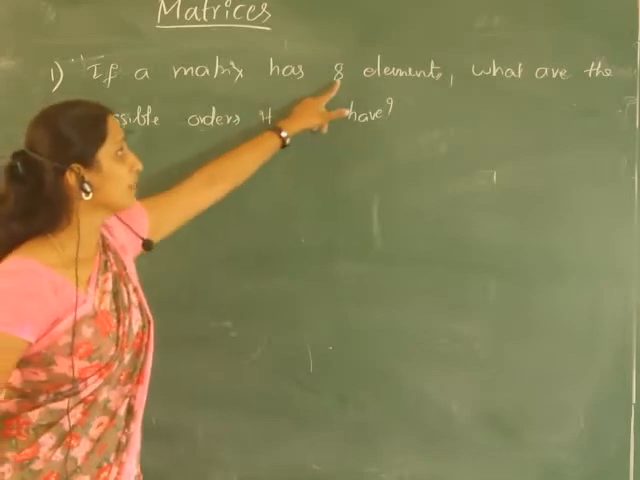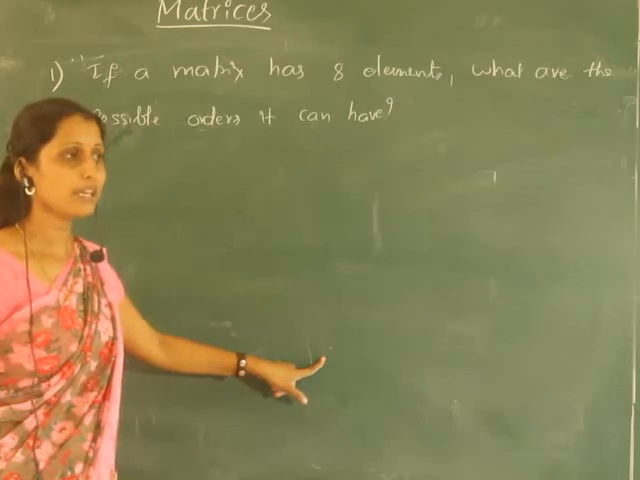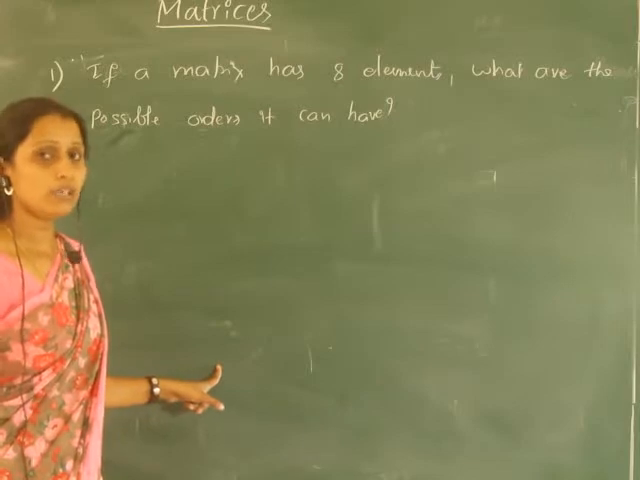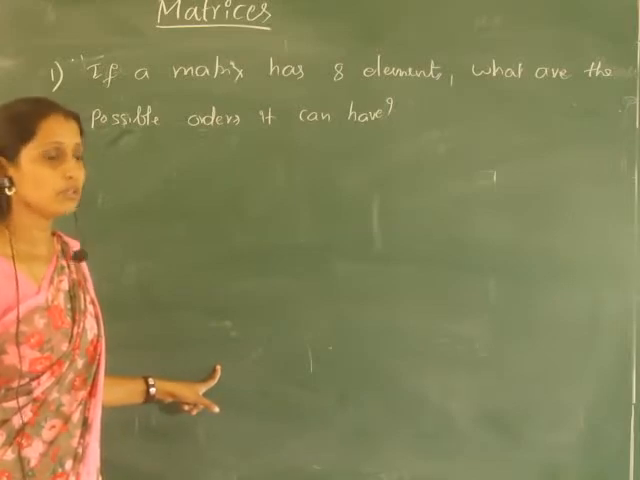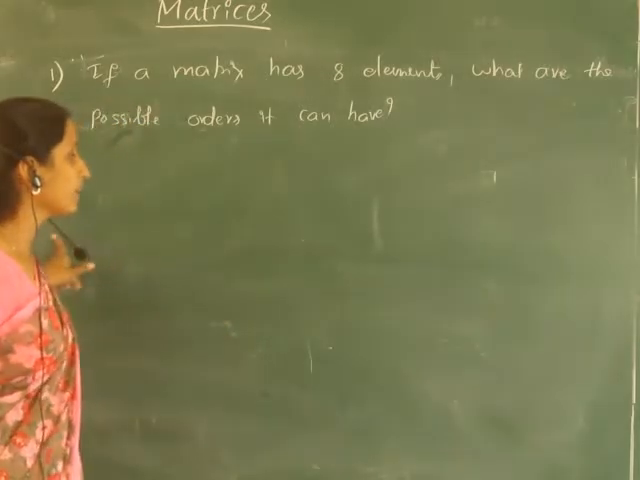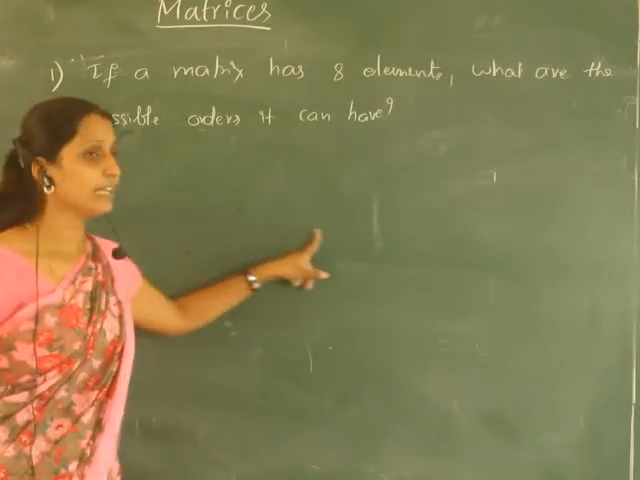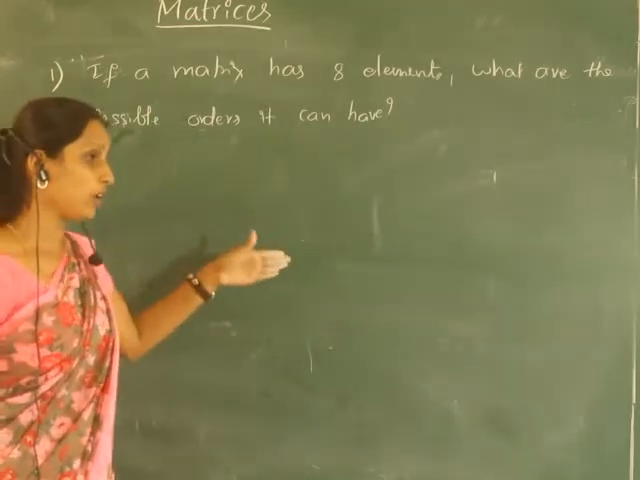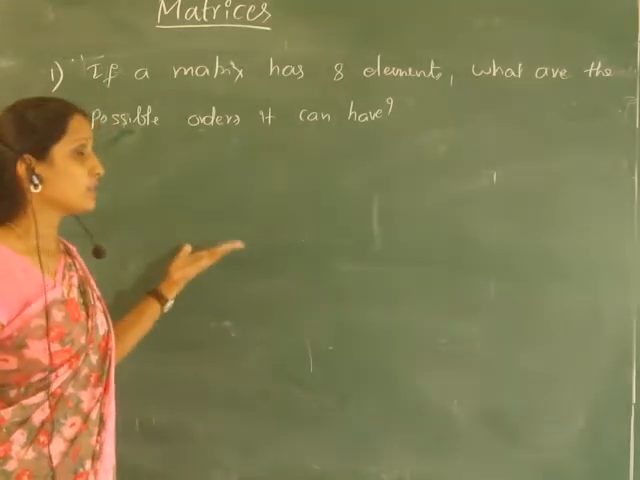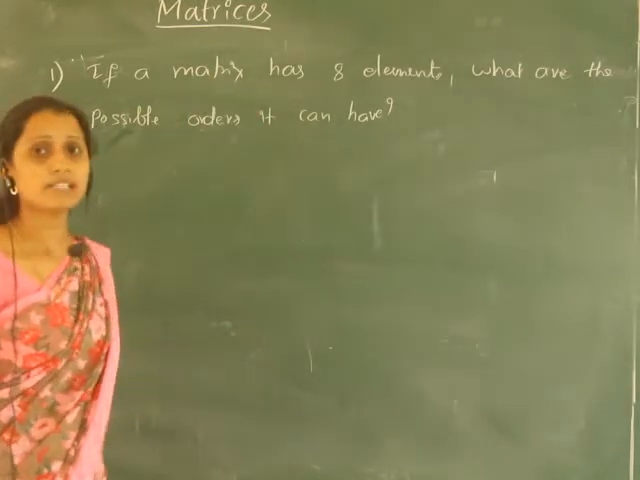We can arrange all these 8 elements in a single column, so there will be 8 rows and 1 column. Or I can arrange all these 8 elements in a row. Then there will be 8 columns and 1 row. So the possible order is 1 by 8. So 1 by 8 is possible, and 8 by 1 is also possible.